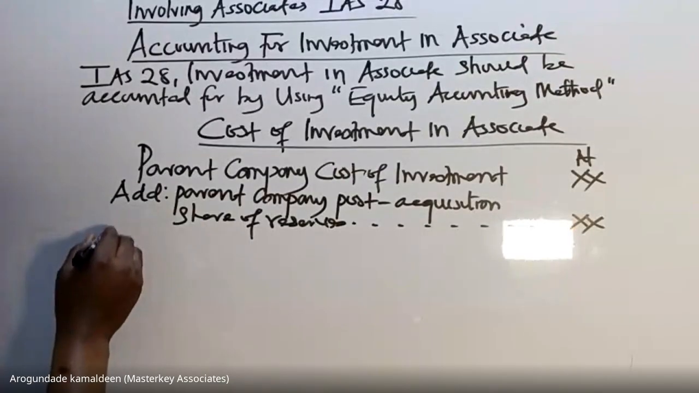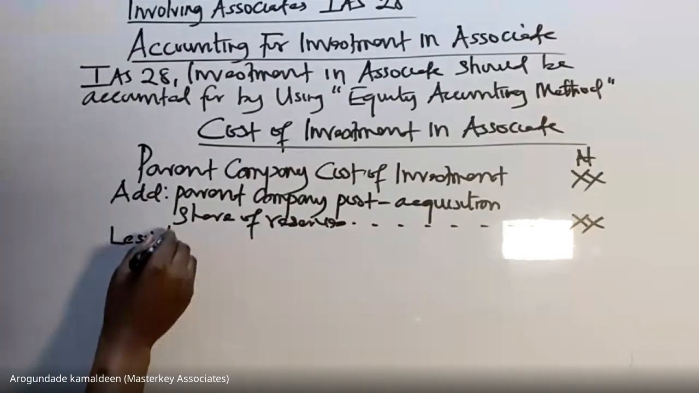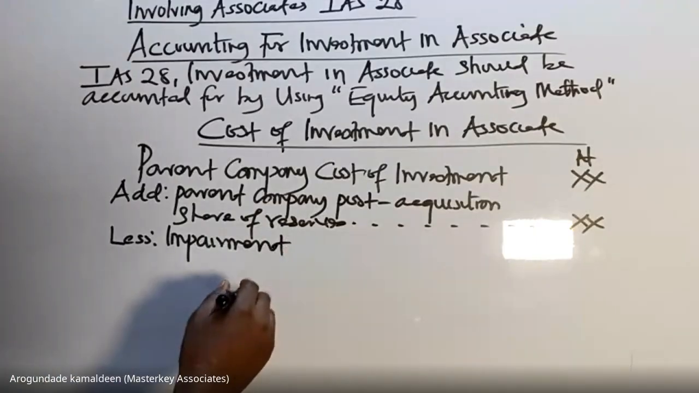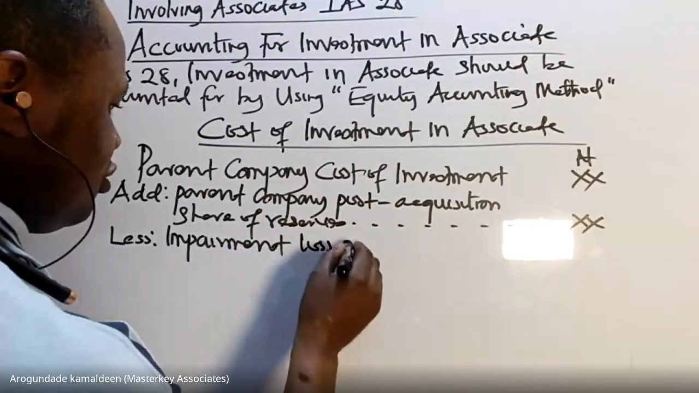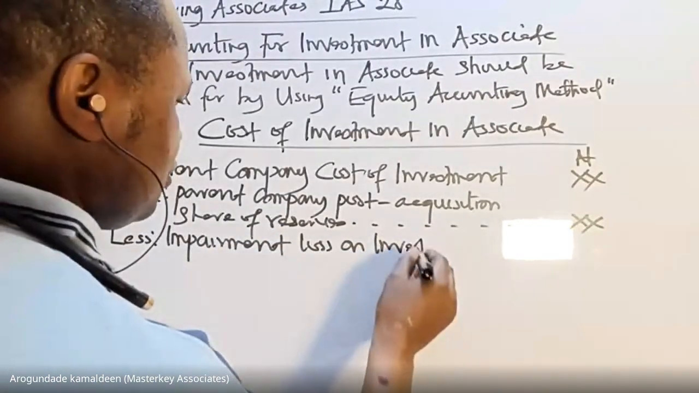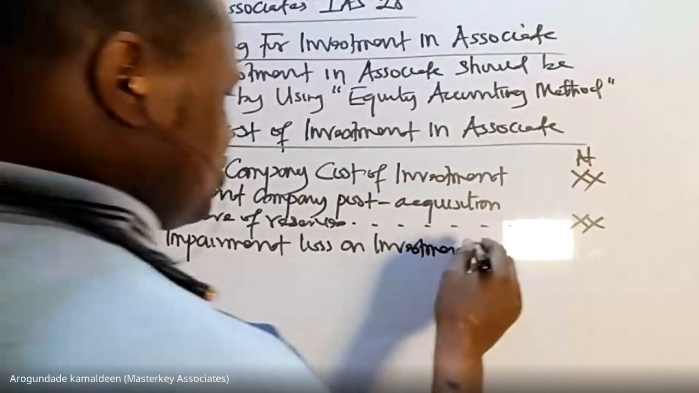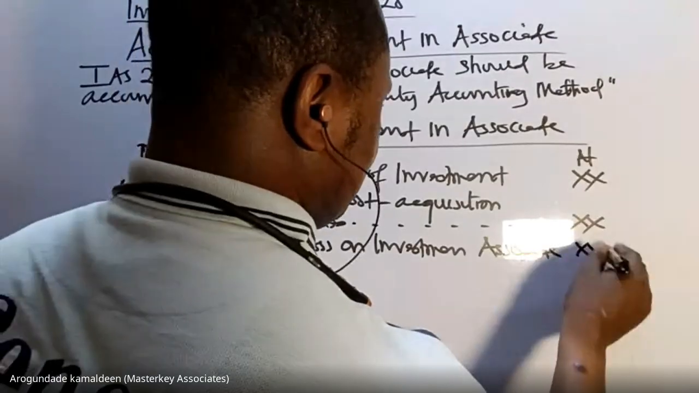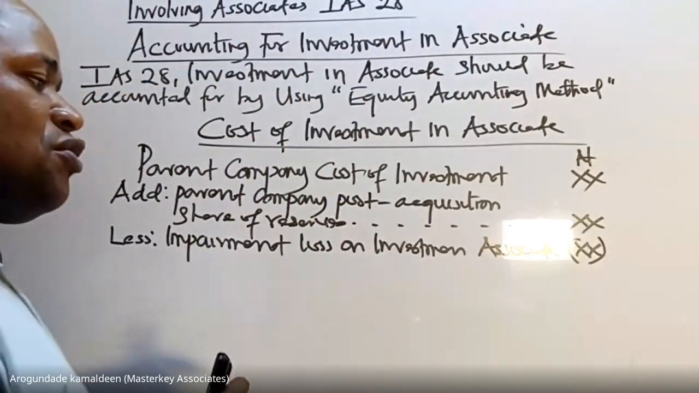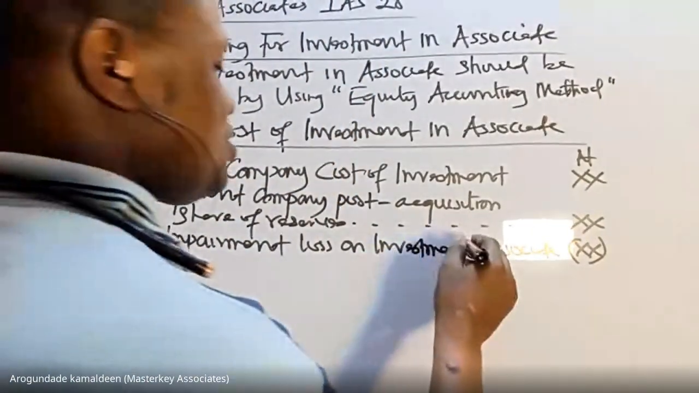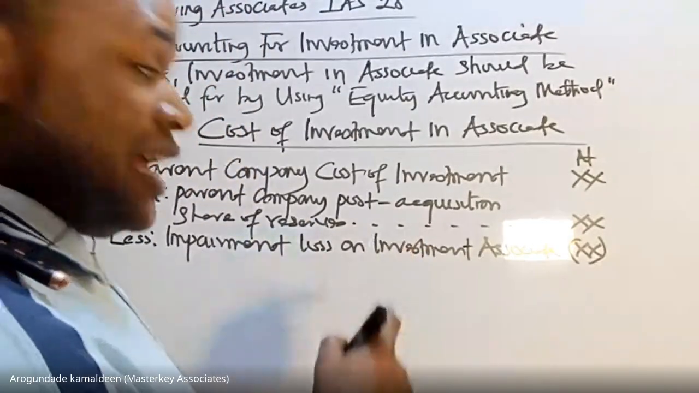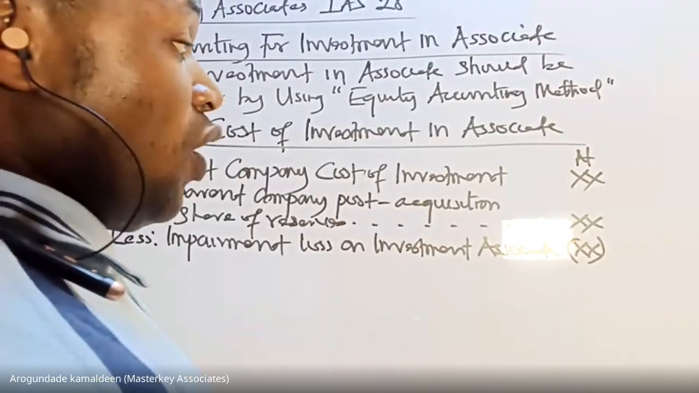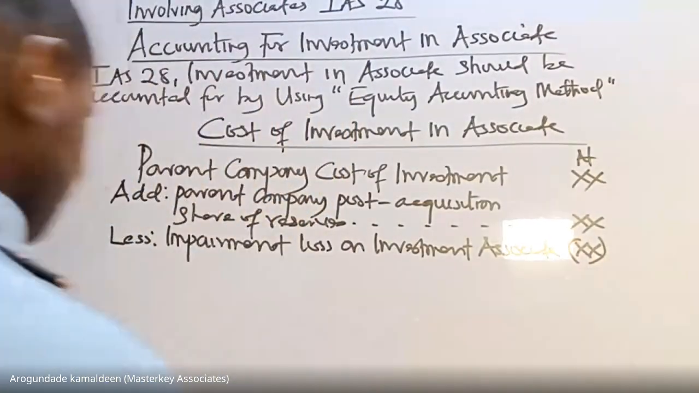Next, you less impairment loss on investments in associate. The value of your investment in the associate might have been impaired, and you know, class, that impairment is a deduction, it's a loss. It will reduce what you have.